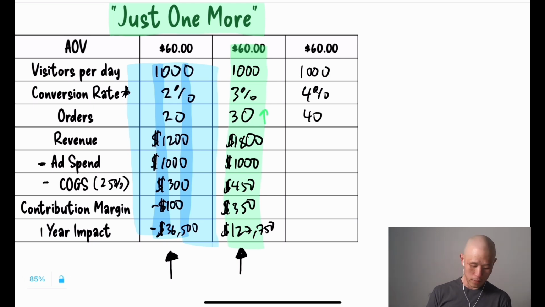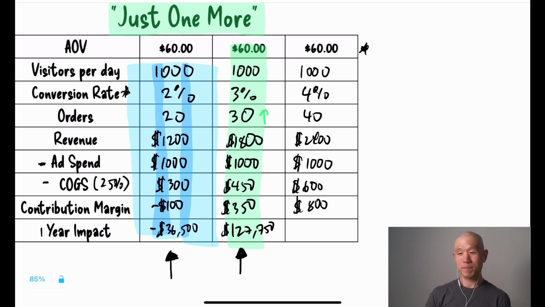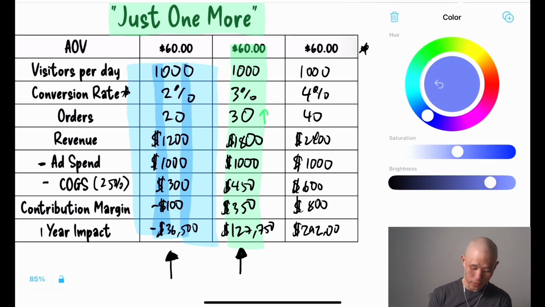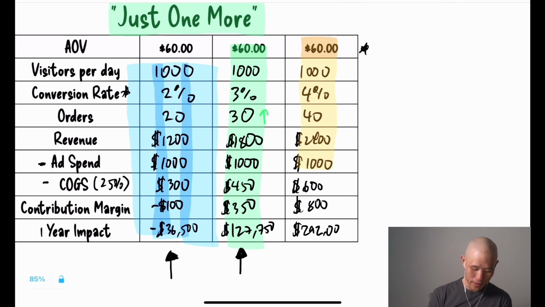That turns into 40. This turns into $2,400, again, on the $60 AOV. Cost of ads stays at $1,000 and cost of goods goes up because we're fulfilling more. So this goes up to $600, but contribution margin is up again to $800 on the day. And again, extrapolating that out for the long term thinking, we are at $292 grand in contribution margin. And so because this is good news, why don't we find an orange? Because this is flaming hot and awesome.